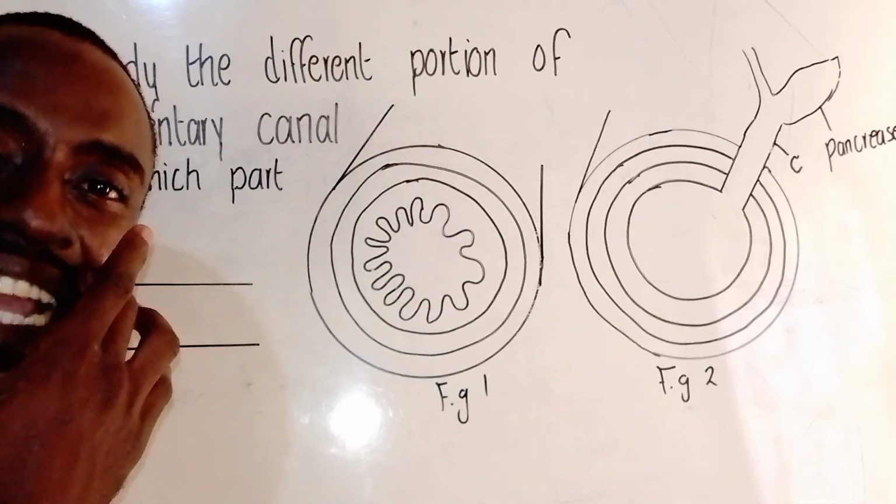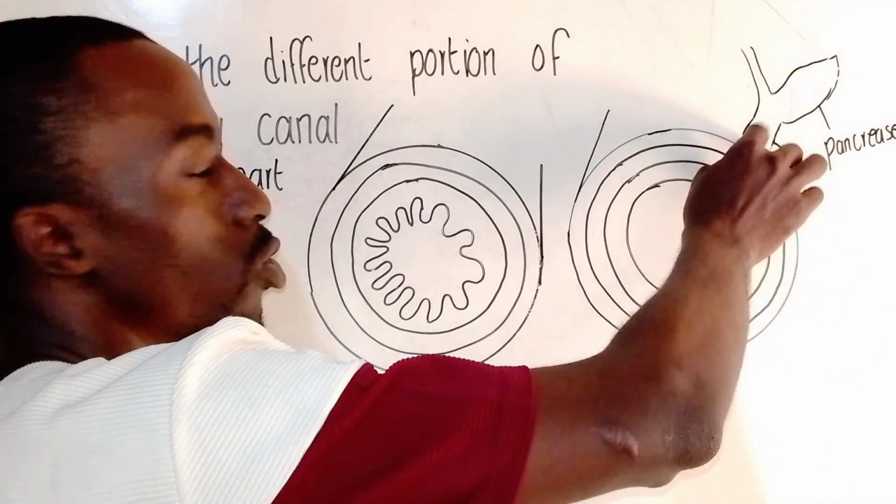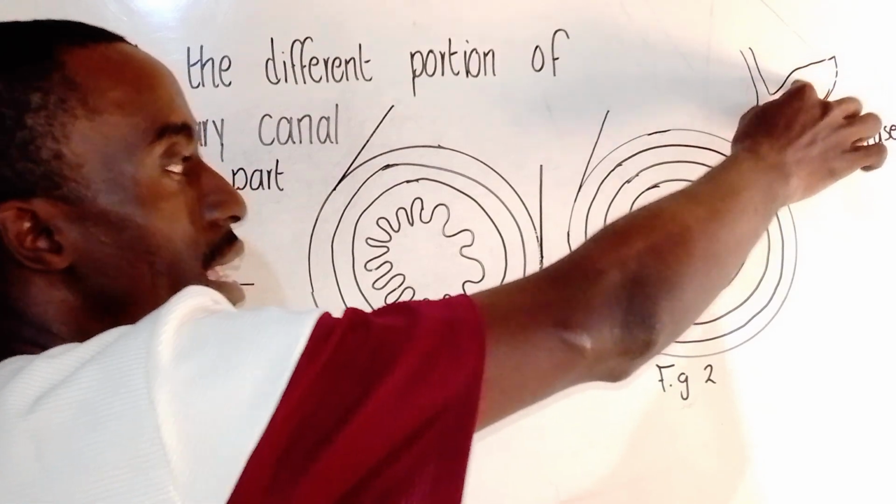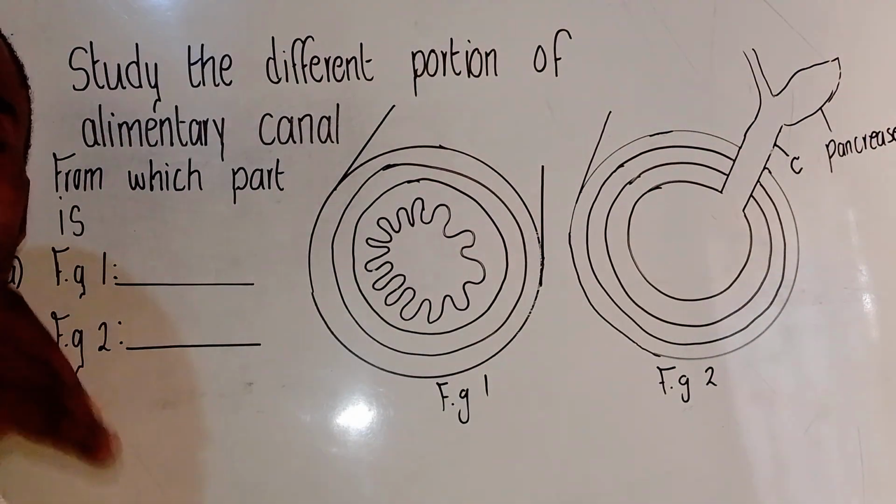So this tube you see here, part C, it is known as the what? The pancreatic duct, which acts as a passage of this pancreatic juice from here coming there, which helps for digestion.